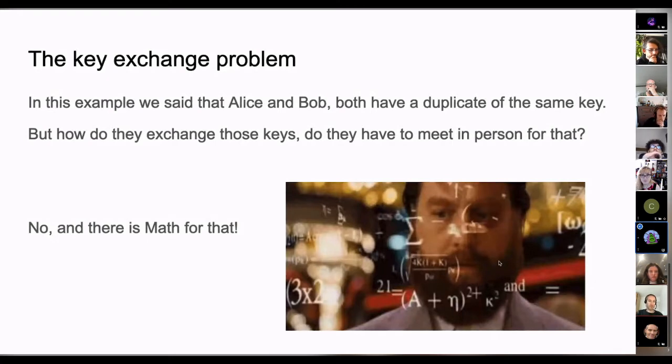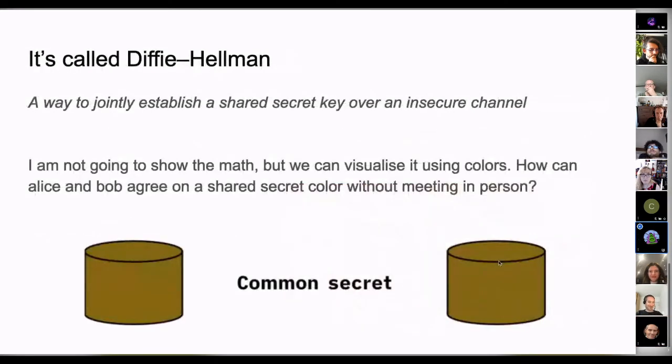Of course, they don't have to meet in person. There is math for that. And as promised, I won't talk about math. It's called Diffie-Hellman. It's a way to jointly establish a shared secret over an insecure channel. It's easy to visualize with colors. So instead of talking about keys, which are numbers, let's imagine it's colors.